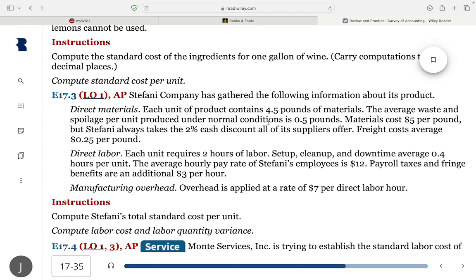The average hourly rate of Stefani's employees is $12. However, payroll taxes, that's FICA to you and me, and unemployment taxes, and fringe benefits like sick pay, vacation pay, 401k matching, whatever it is, are an additional $3 an hour. So when you figure out what you're paying your employees, it's not just what their hourly rate is, but it's their total compensation, which could include things like employer-provided health insurance, 401k matches, sick pay, vacation pay, anything like that. That's going to count as a fringe benefit, and that's going to have to be factored in.